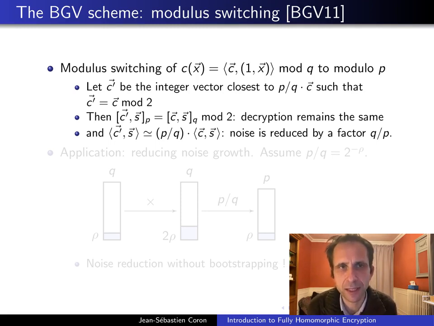For this, it is quite simple. With this scheme, we simply have to perform some scaling of all the coefficients independently. We define a new vector c prime, which is the vector closest to p over q times c. So we scale all the coefficients separately, and we do this such that the value modulo 2 of the coefficients remains the same. In that case, one can easily show that the decryption remains the same. So the new ciphertext decrypts to the same plaintext.